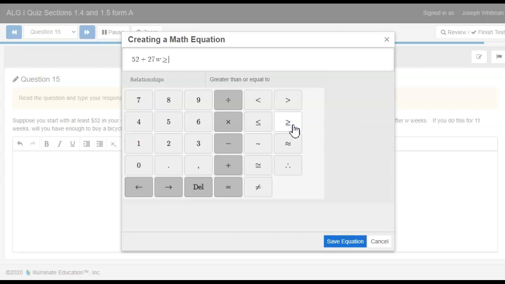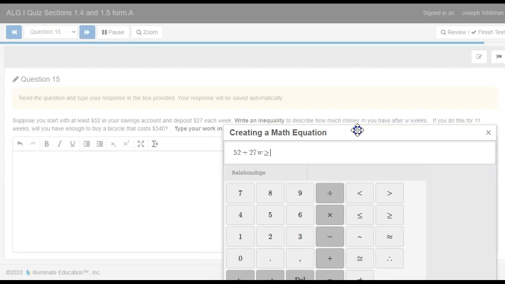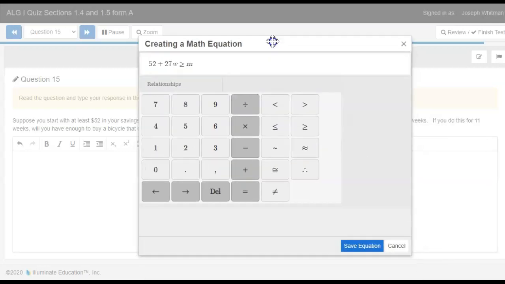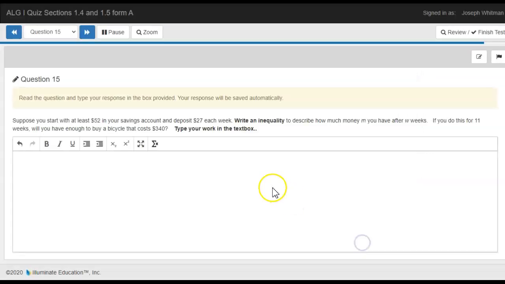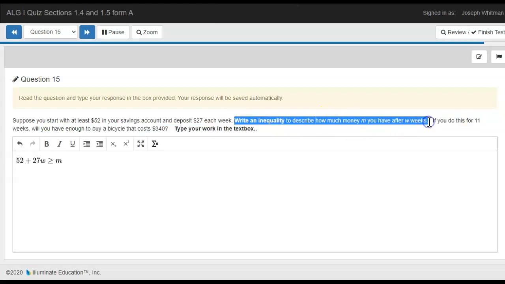So I did that. And it said in your question, how much money you have M after W weeks. That's why I use those variables. So there is my first equation. So I satisfied this part of the question. Write an inequality to describe how much money you have after W weeks.